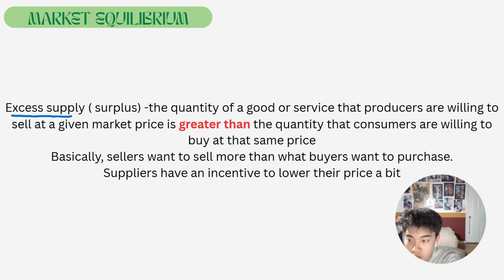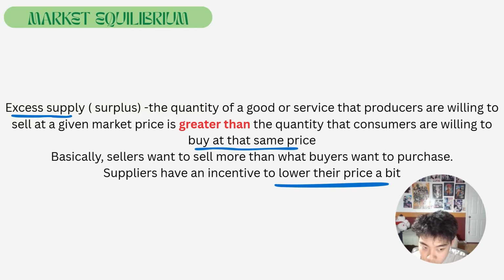Now we go on to excess supply, also known as surplus. Given the name, it's more supply than consumers would actually buy. It's the quantity of a good or service that producers are willing to sell at a given price that is greater than the quantity that consumers are willing to buy at that same price. So basically, there's a lot of stock, but people don't want to buy it. Because of that, suppliers have an incentive to lower the price because they want to get rid of their stock. They have too much in inventory, if that makes sense.